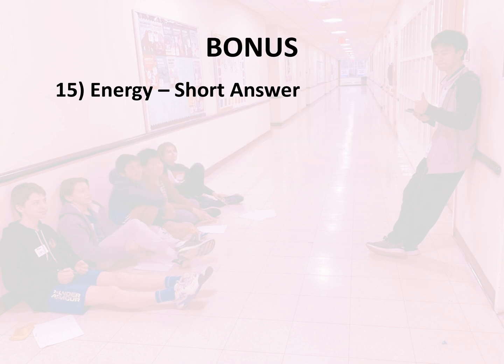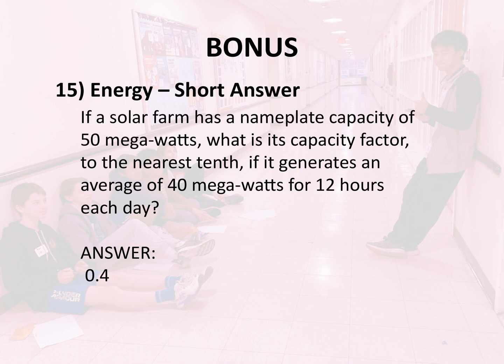Bonus, 15. Energy, short answer. If a solar farm has a nameplate capacity of 50 megawatts, what is its capacity factor, to the nearest tenth, if it generates an average of 40 megawatts for 12 hours each day? Answer, 0.4.